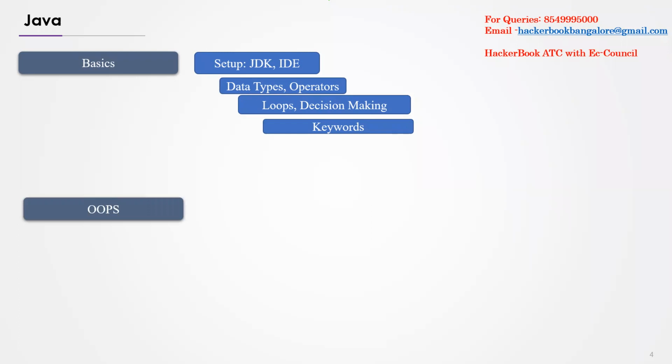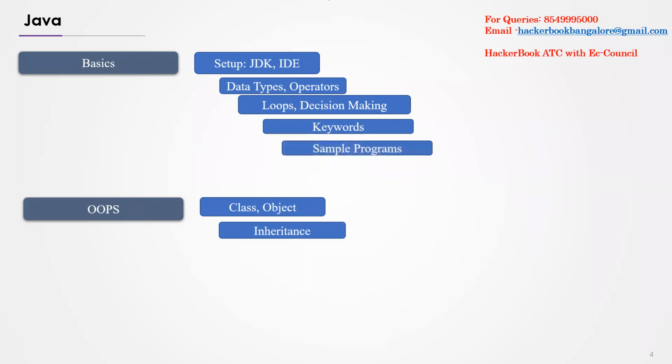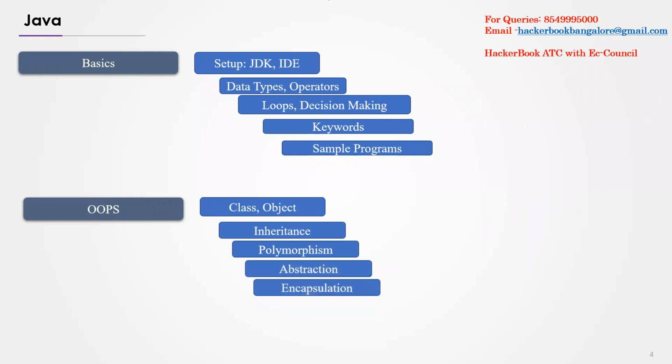Then as part of advanced Java, we are going to cover the OOPS concepts, object-oriented programming. There we are going to learn what is meant by class, what is meant by object, how to create the class, how to create member variables, member functions, and along with that, you'll be trained in the OOPS concepts. The 4 properties of OOPS are inheritance, polymorphism, abstraction, and encapsulation.